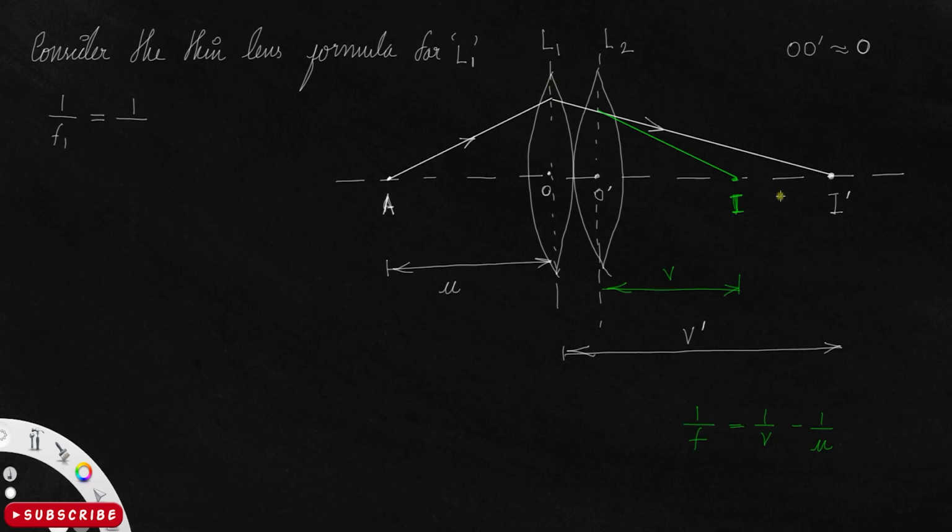For the first lens, the image is formed here. See here, the image is I dash. The distance of the image from the optic center is V dash. So 1 by V dash minus 1 by the object distance, which is U. Call that equation number 1, where F1 is the focal length of the first lens.